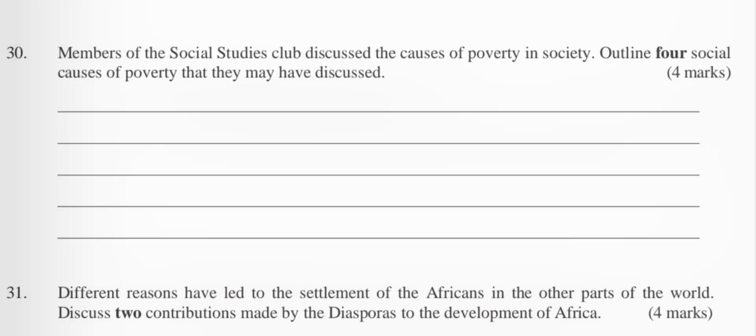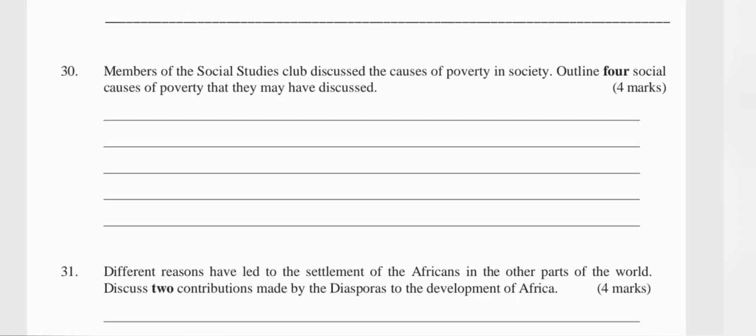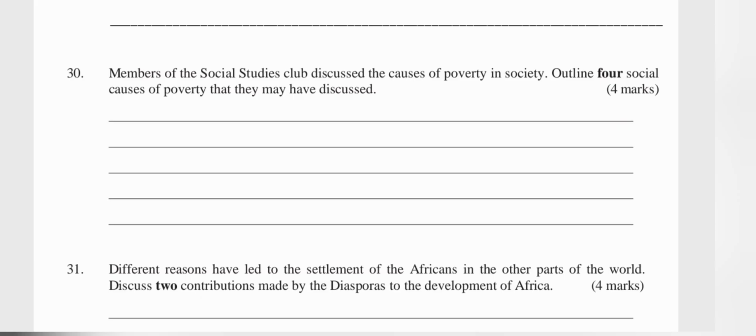Number 30. Members of the Social Studies Club discussed the causes of poverty in society. Outline 4 social causes of poverty that they may have discussed.